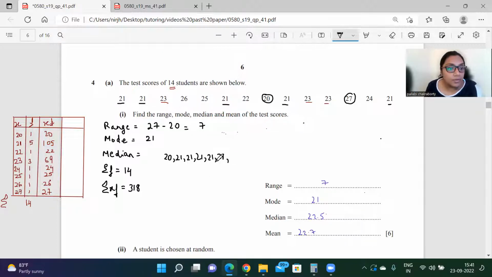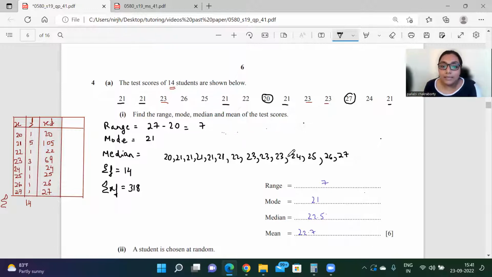Then you have 22, which is written just once. 23, which is written 3 times. Now you see how easy this has become when I have made the table. 24, 25, 26, and 27 each are written just once.